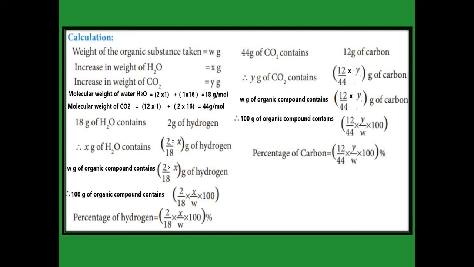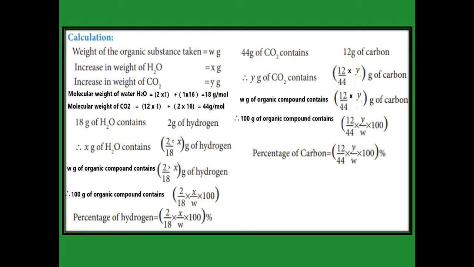Then if the weight of water is X gram, X gram of water contains 2 divided by 18 into X gram of hydrogen. This water we get from the organic substance only. So what is the weight of the organic substance? W. So W gram of organic substance contains 2 divided by 18 into X gram of hydrogen. Now we are going to calculate the percentage of hydrogen. Percentage means 100.